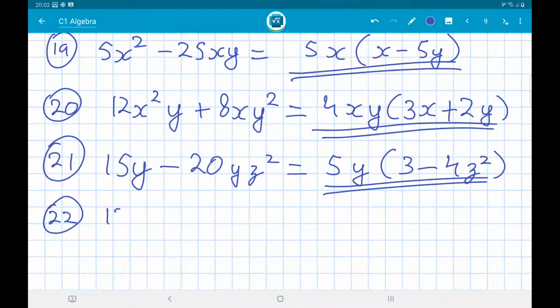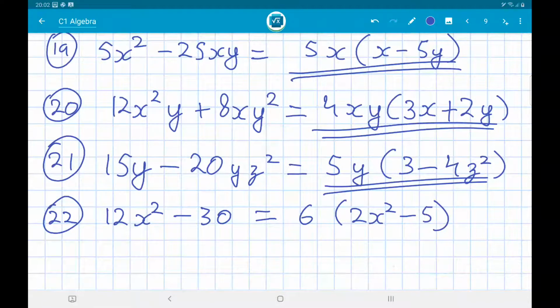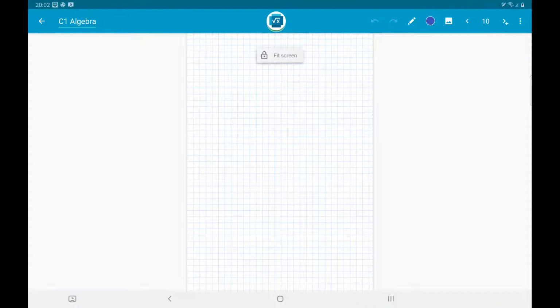22nd. 12x squared minus 30. I do believe we have 3 and 2. So 6 on the outside, and we end up with 2x squared minus 5. Yeah, 5 times 6 is 30. Okay, 22. Let's just go to the next page.